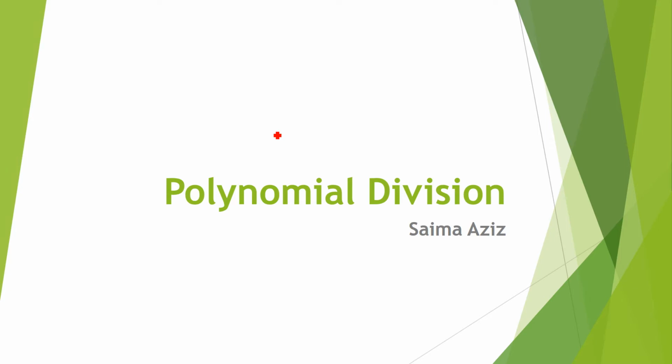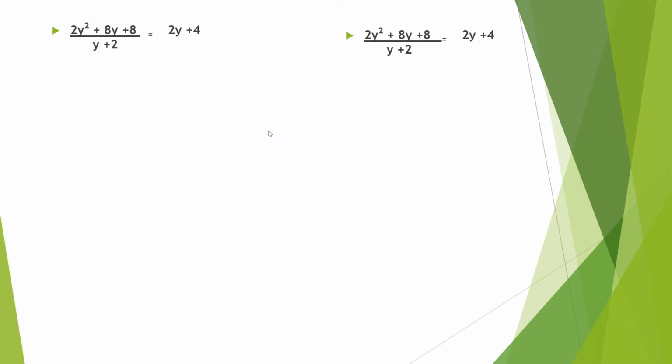In this video, I will explain to you how to do polynomials division. We will use two different methods. One is the factorization method. The other is the division method. The question is 2y square plus 8y plus 8 divided by y plus 2, and you have to prove that this is equal to 2y plus 4.